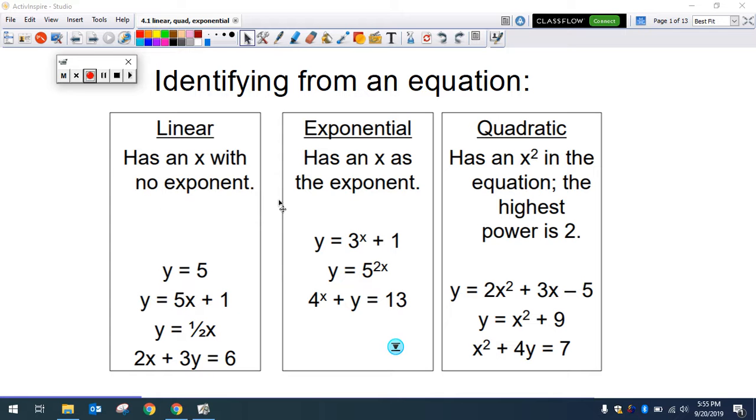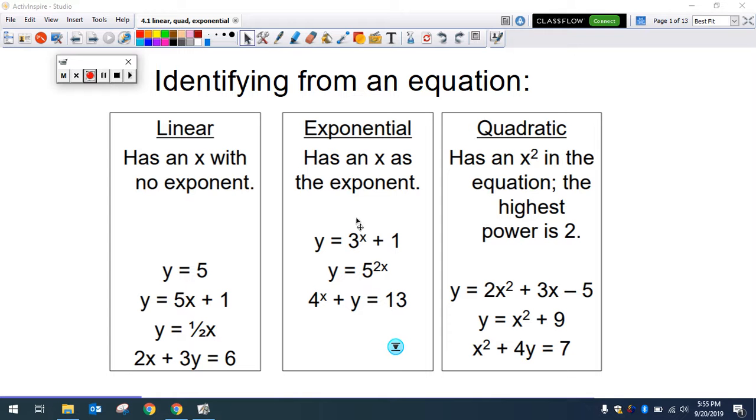So this lesson is on identifying whether you have linear, exponential, or quadratic equations. So you need to write these notes down. So pause it and write these notes. All right, so linear is going to have an x with no exponent, right? All of these, y equals 5, 5x plus 1, 1/2 x. They all have x's and y's, but there are no exponents. That's how you're going to know it's linear.